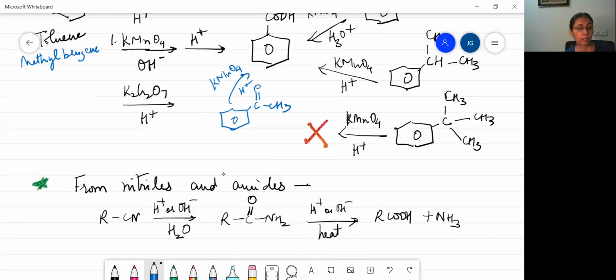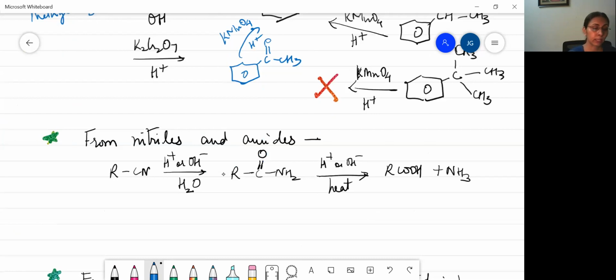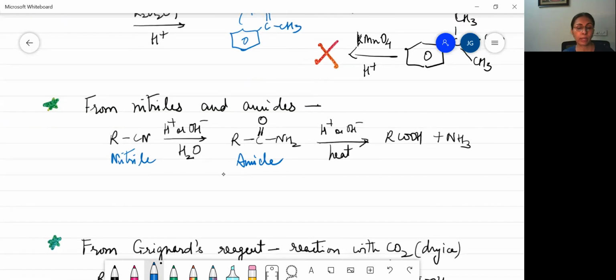The next method, I think the third method, is from nitriles and amides. Nitriles upon hydrolysis will first give you amides. So this is nitrile. When you hydrolyze it, in alkaline or acidic medium, it will give you amide. Amides upon further hydrolysis and heating will give you carboxylic acid with the release of ammonia. Remember, if you use the alkaline medium, you first form the carboxylate ion. This is how the reaction proceeds.